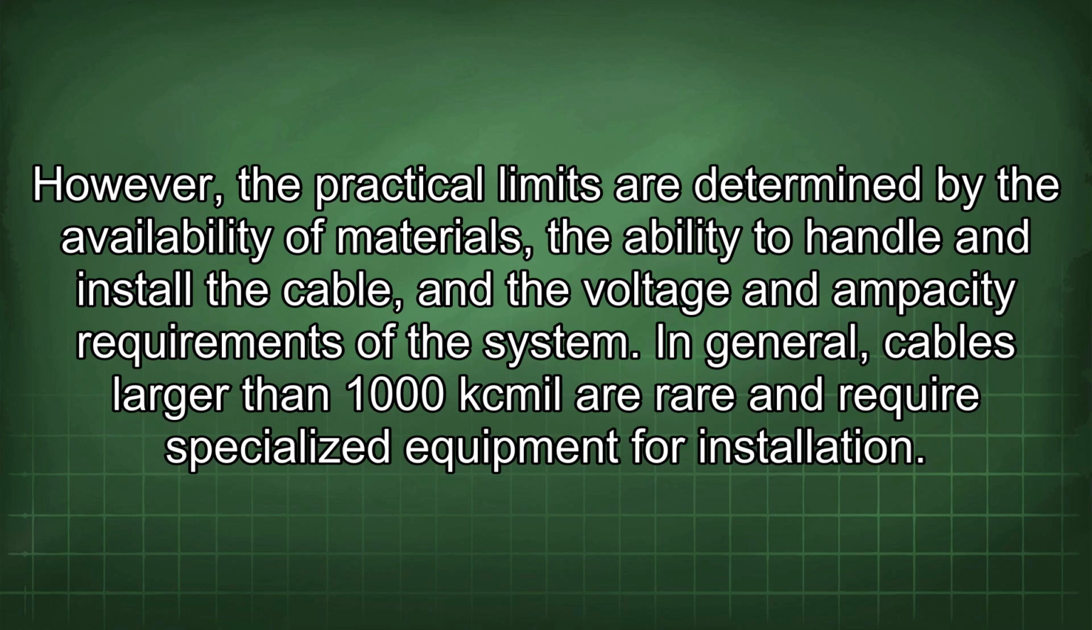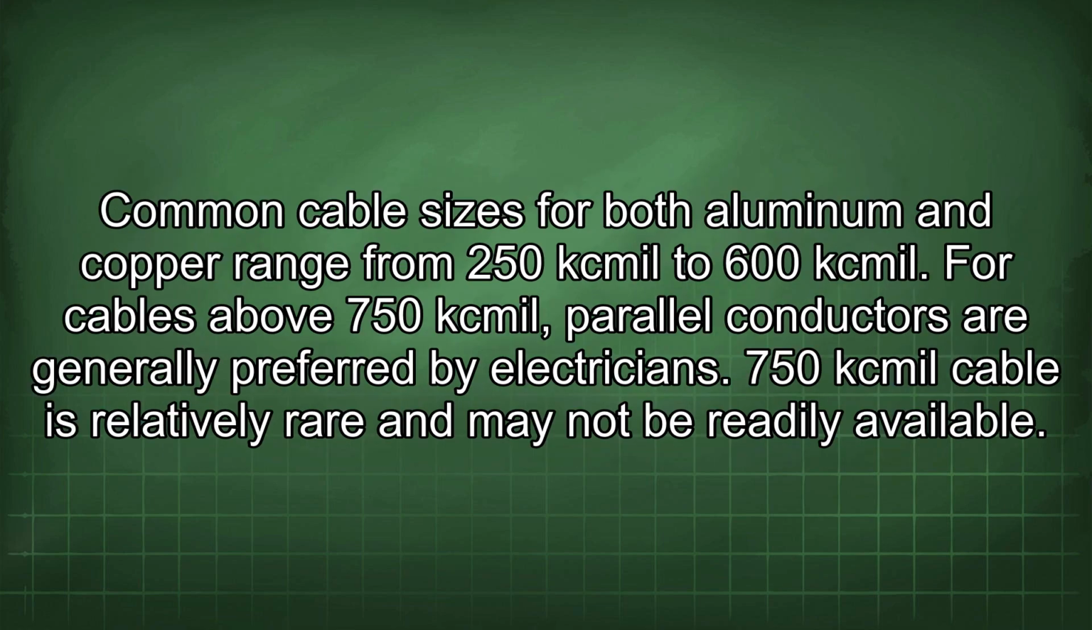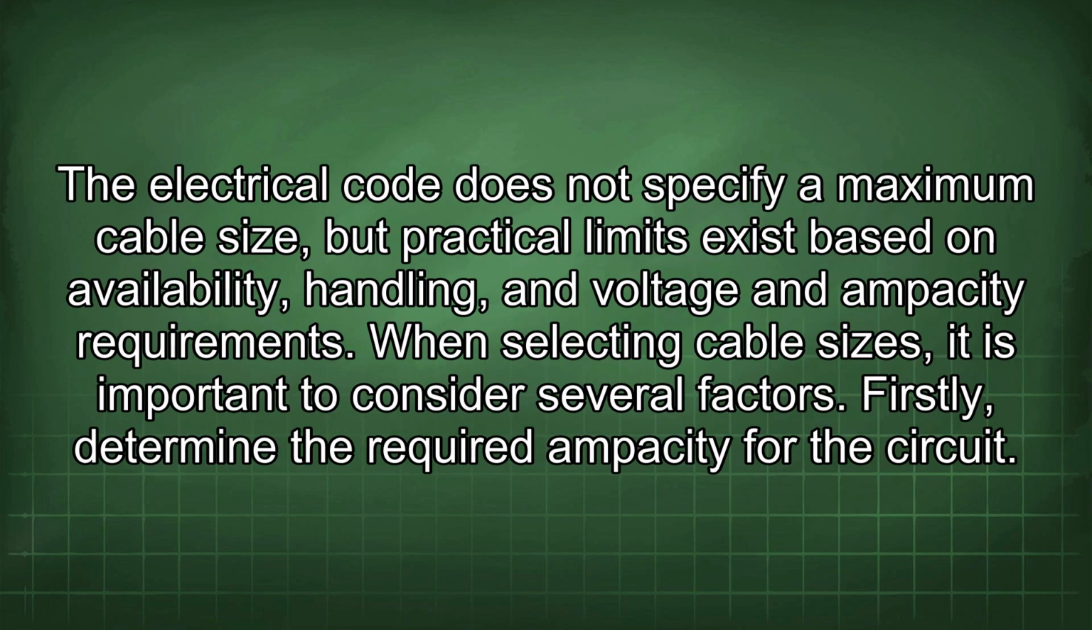In general, cables larger than 1000 kcmil are rare and require specialized equipment for installation. Common cable sizes for both aluminum and copper range from 250 kcmil to 600 kcmil. For cables above 750 kcmil, parallel conductors are generally preferred by electricians. 750 kcmil cable is relatively rare and may not be readily available. The electrical code does not specify a maximum cable size, but practical limits exist based on availability, handling, and voltage and ampacity requirements. When selecting cable sizes, it is important to consider several factors.